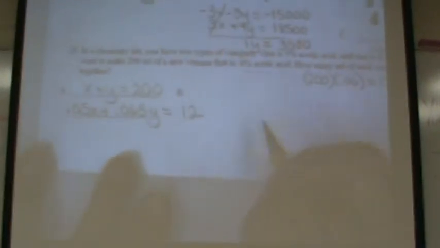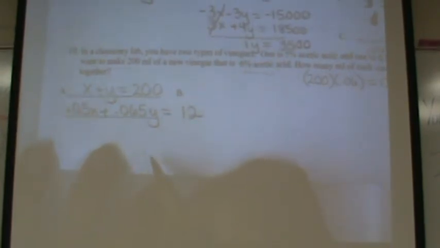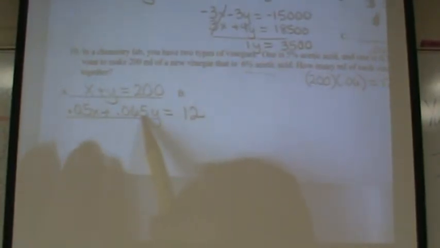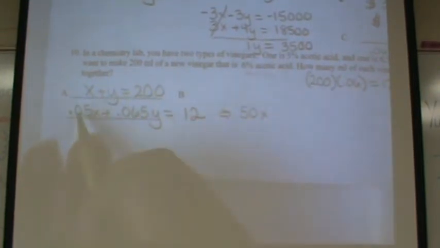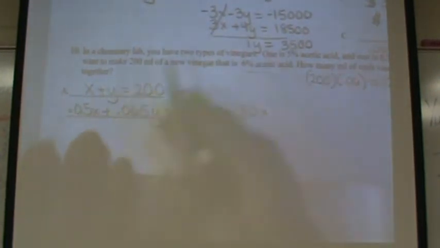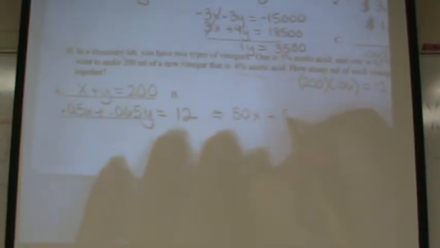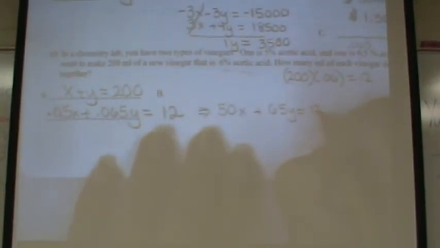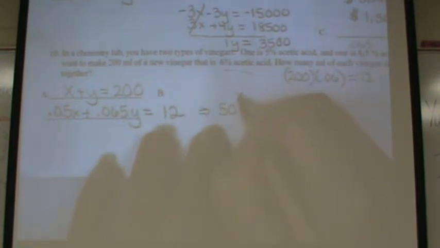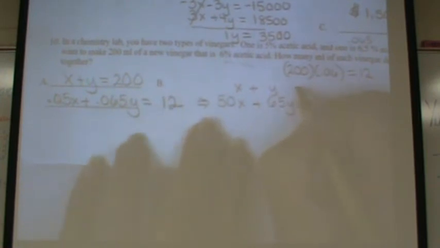So now, how do you solve this? Well, I'm going to move these. I have to go 3 places over to clear the decimal here. So that means I'm going to convert this to 50x. I had to move this 3 over, 1, 2, and add a 0. And then plus 65y equals, and this is going to be a 12 with 3 zeros. And then x plus y equals 200.